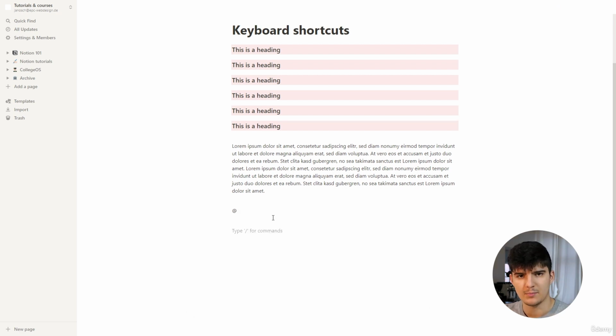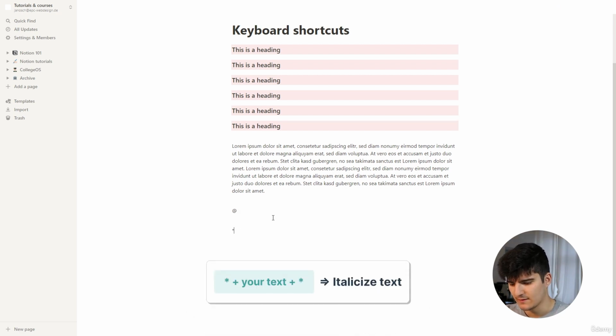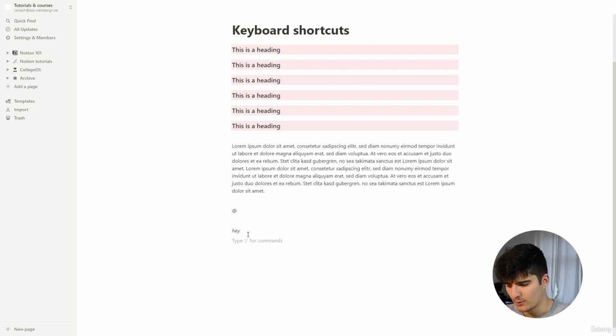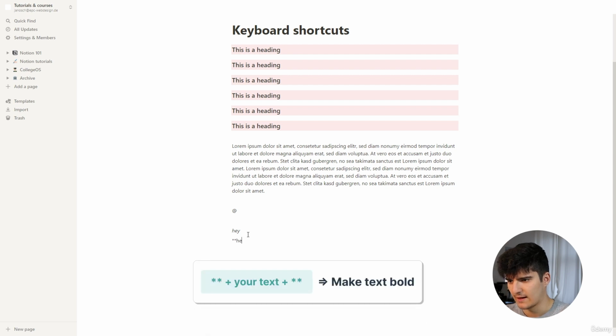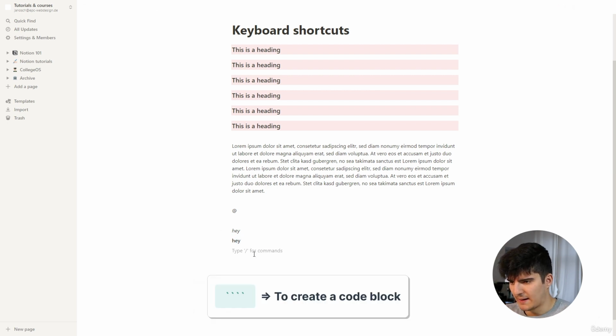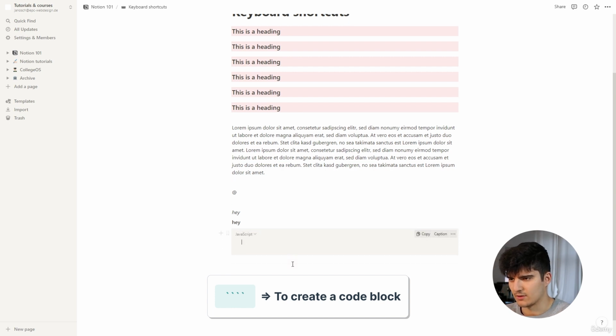If you want to italicize a piece of text, just use the asterisk on either side, so like this, and it will automatically be applied to the text. The same also works if you use 2 asterisks, and then in this case, it will make the text bold, so like this. And you can also use the little backticks if you add them a couple of times to create a code block inside of your Notion workspace.